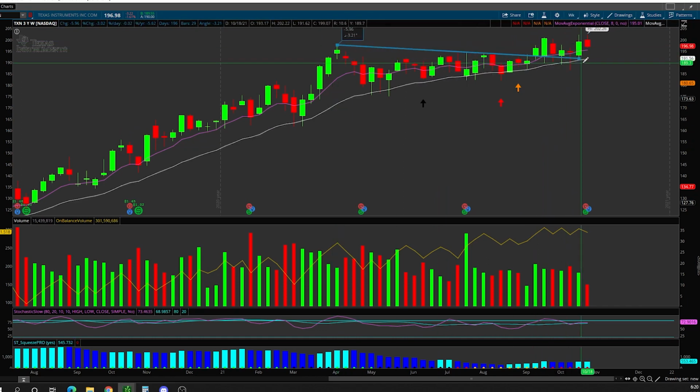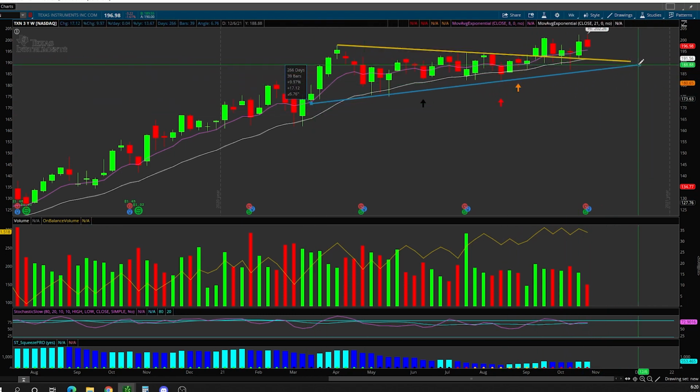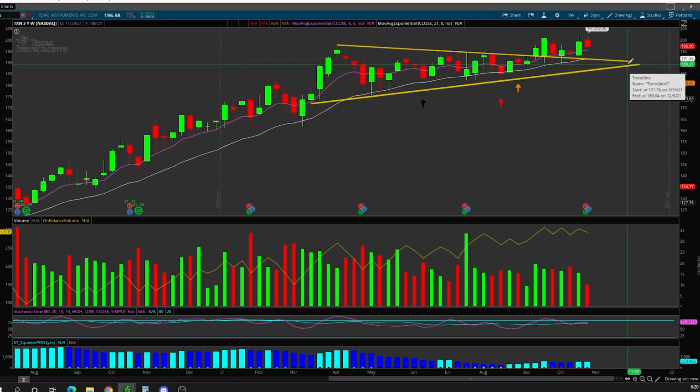So if we look right here, what do we get on the weekly time frame? We get a weekly symmetrical triangle, which is going to be crucial. Again, the higher the time frame, these patterns, the bigger the breakout's going to be. The higher the time frame, the squeeze, the bigger the reaction will be when that squeeze finally fires.